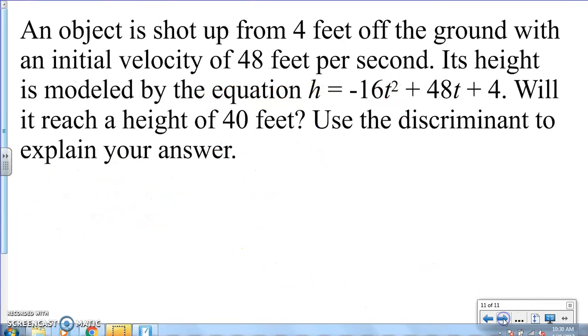One more problem here for you to try. Very similar to the last one. Use the discriminant to explain your answer. If you have any questions, make sure you let us know. Once you're finished, try the practice problems and then take your quiz.